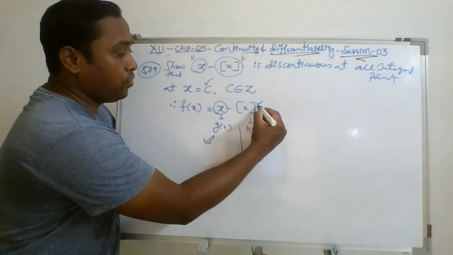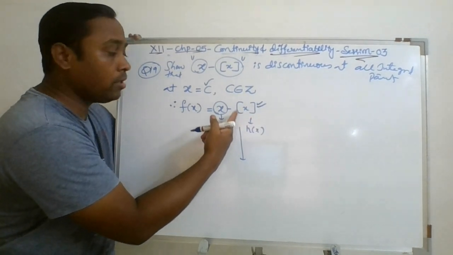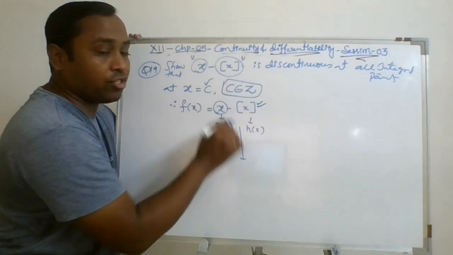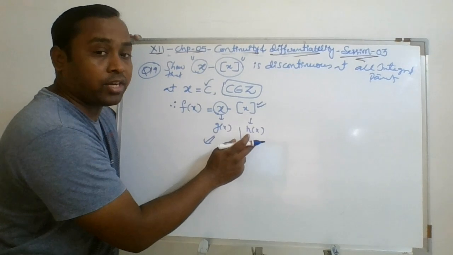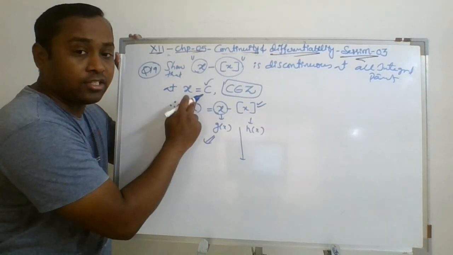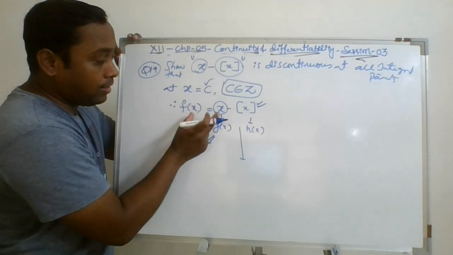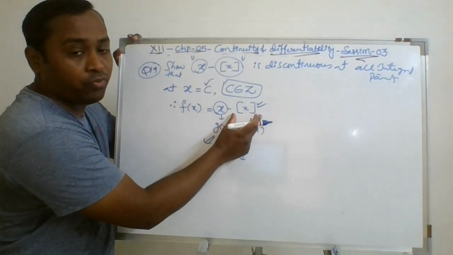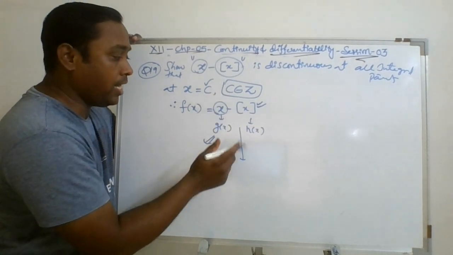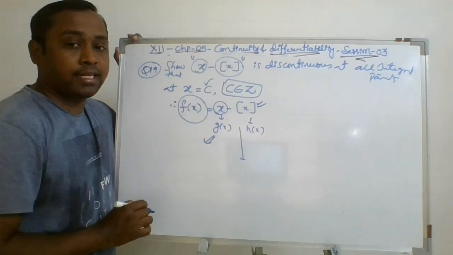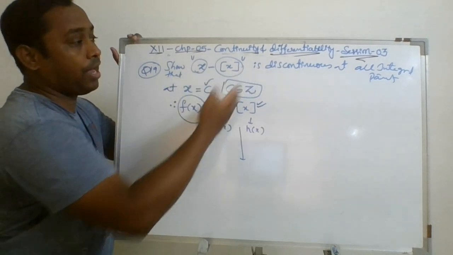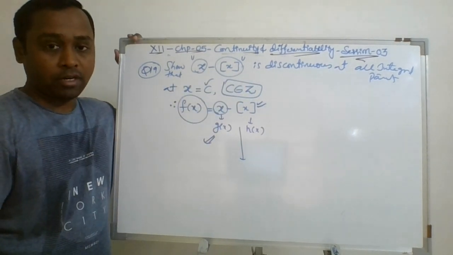But the greatest integer function, that is h of x, if you check the continuity at these integers, you will definitely get it is discontinuous at all integers in its domain. So this is continuous, but this greatest integer function is not continuous at all integers. Hence, this f of x is said to be discontinuous at all integers. That is what we have to show. I hope you have understood.